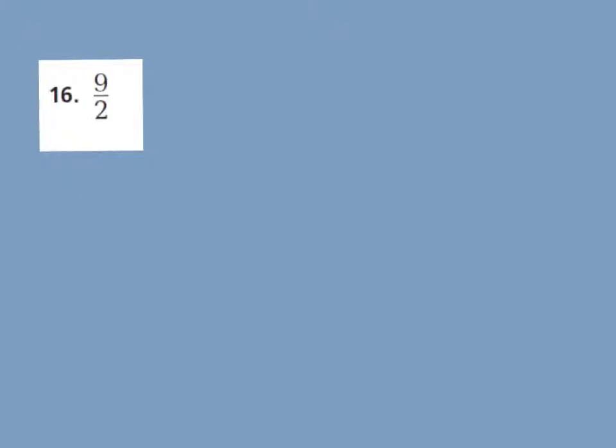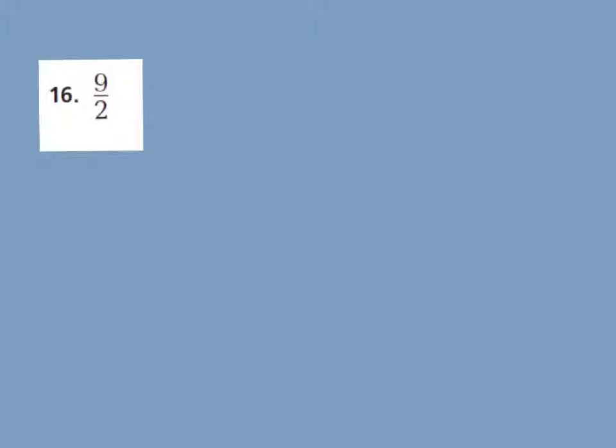So for number 16, I want you to do this one all by yourself. Go ahead and pause the video and find room in your Go Math book to work out how you would create 9 halves to show a mixed number. Pay attention to your denominator so you know what your sum of unit fractions have to look like and how many you would have to make. Go ahead and press pause now.